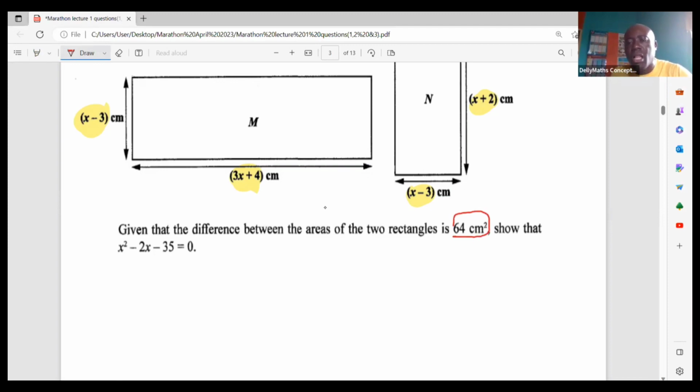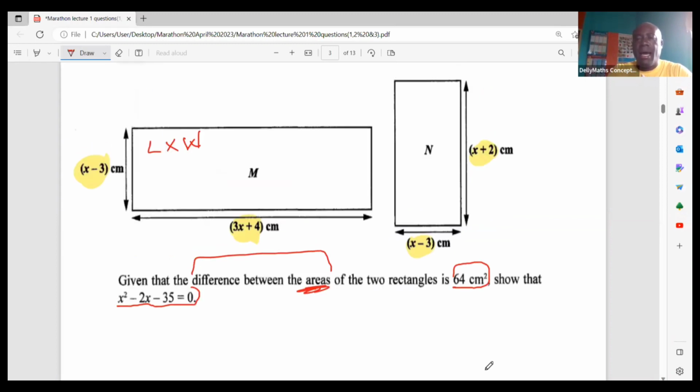So this is very crucial, right? Show that x squared minus 2x minus 35 is 0. So they are saying that, listen, given that the difference between the areas, no, this is where the working is. And when I said working, I'm not saying difficulty. All I'm saying is you need to understand what difference means. It means that you're going to subtract. But at the same time, you also need to understand that they're talking about the areas of the figure. These are rectangular figures. So the area of this is length times width. And the area of this one is also length times width.